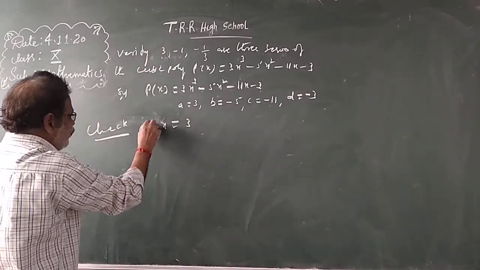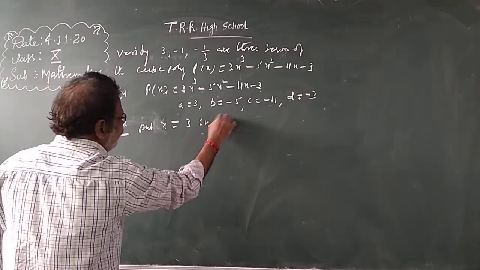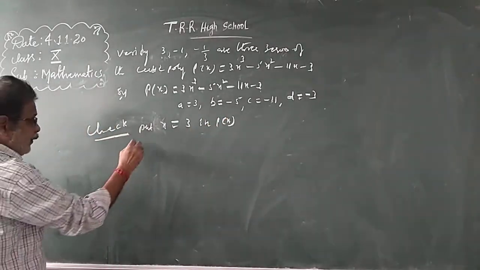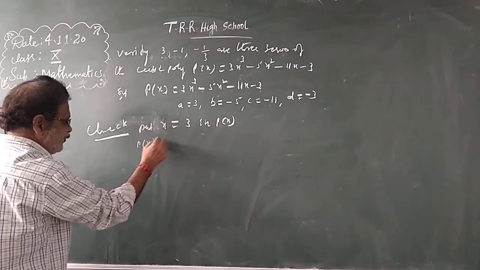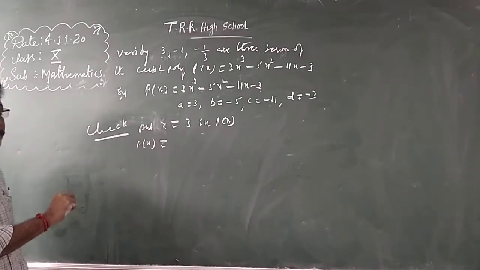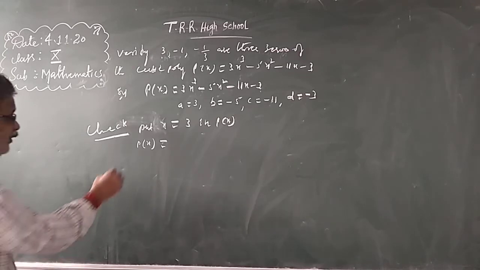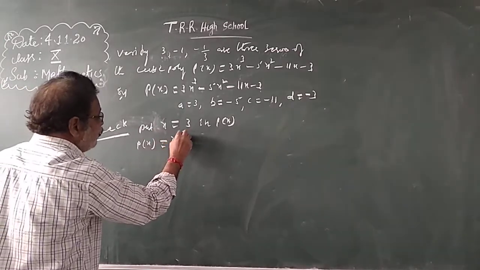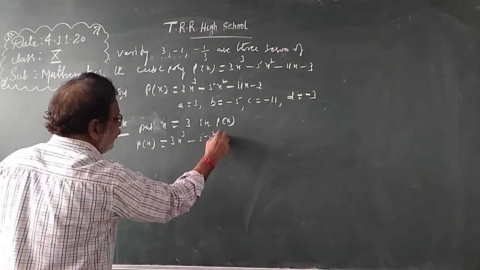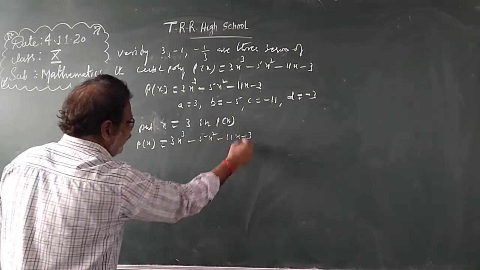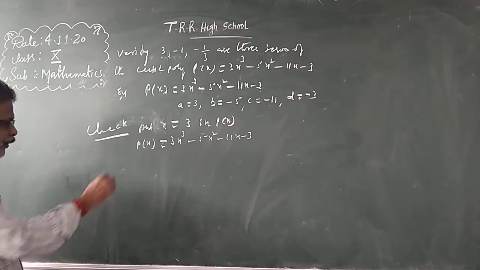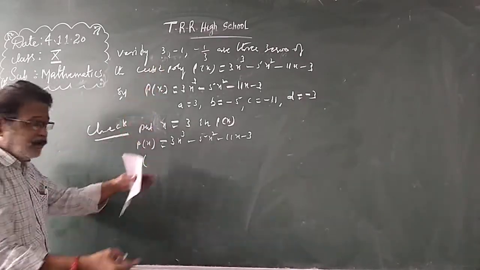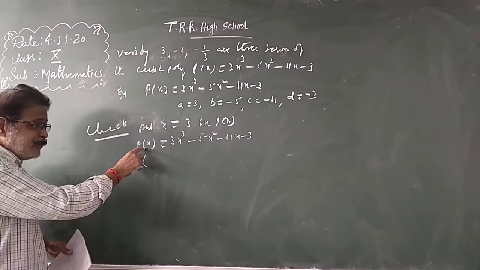Put x is equal to 3 in P of x. So, P of x is what? You write down P of x. There is no problem here. P of x is 3x cube minus 5x square minus 11x minus 3. Okay, clear? Now, what you have to do is verify whether 3 is a zero or not, whether 3 is a zero of P of x or not.